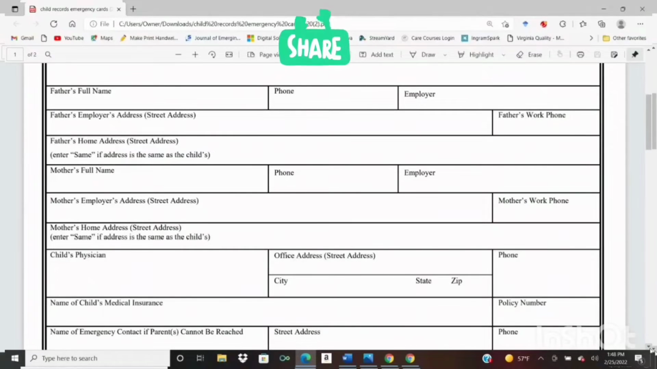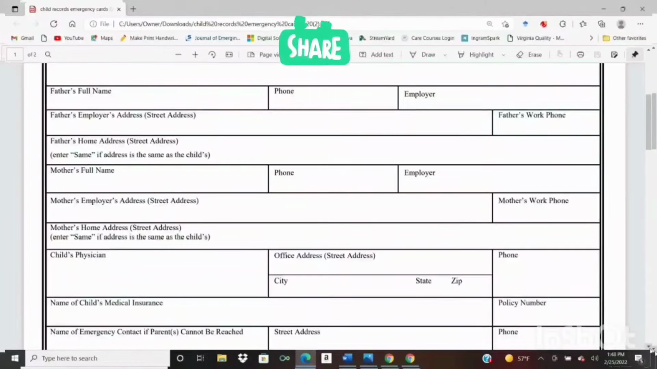Child's physician, office address, street address, city, state, zip, phone number. This is all physician information. Name of child's medical insurance. We know how it is in America with medical insurance. Their policy number. Name of emergency contact if parents cannot be reached.